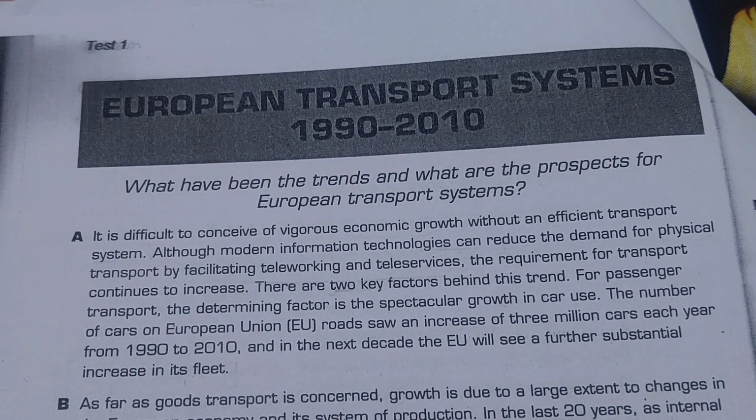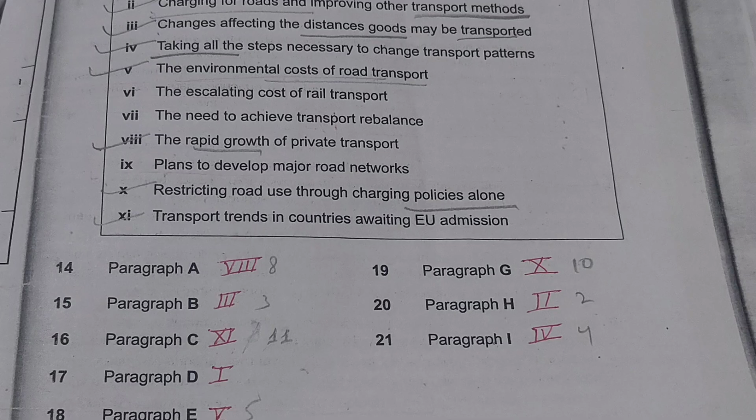Today, we are going to discuss the Cambridge Reading Passage, European Transport Systems 1990 to 2010. First 14 to 18 questions are to find out the paragraph headings. First is paragraph A. Its heading is option 8.